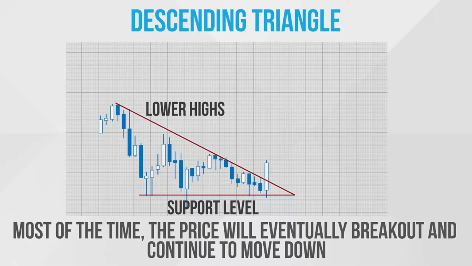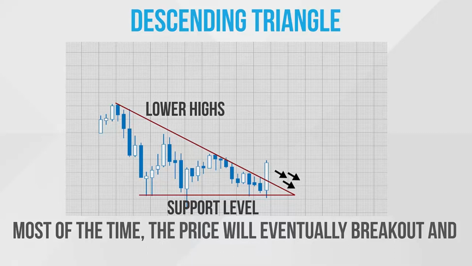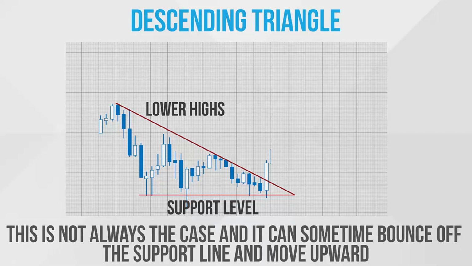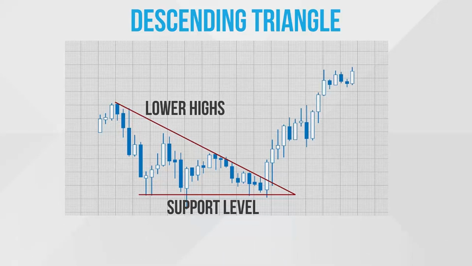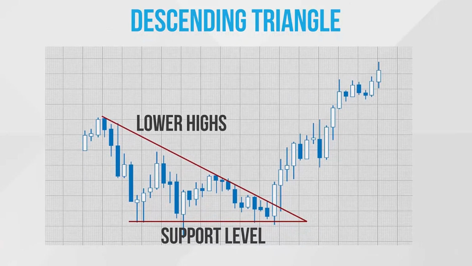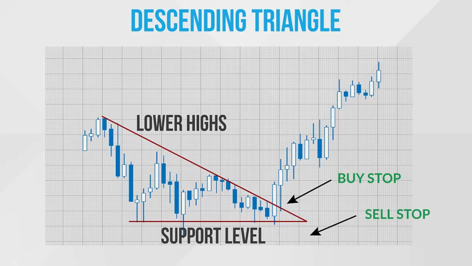Most of the time, the price will eventually break out and continue to move down. Keep in mind though that this is not always the case, and it can sometimes bounce off the support line and move upward. Again, it doesn't matter to you which direction it's going to go, because you simply place an entry order above the highs and below the support line and take advantage when it moves. You cancel the other order and profit from the fluctuation.